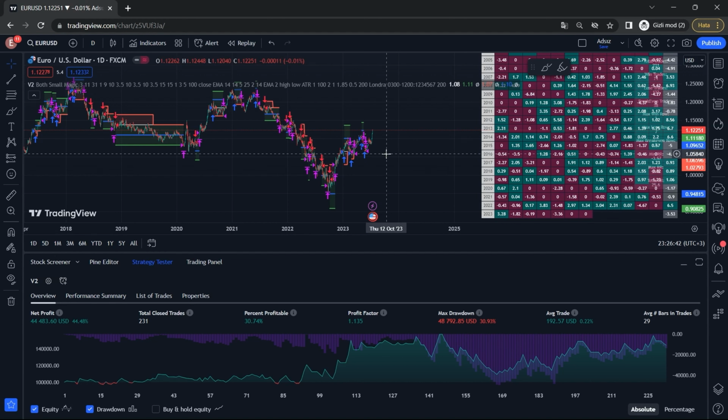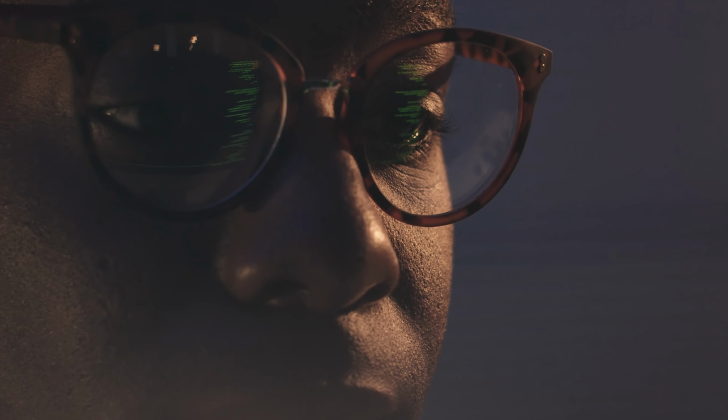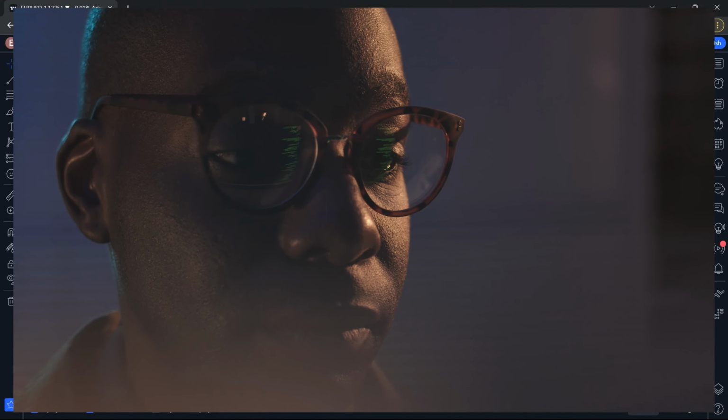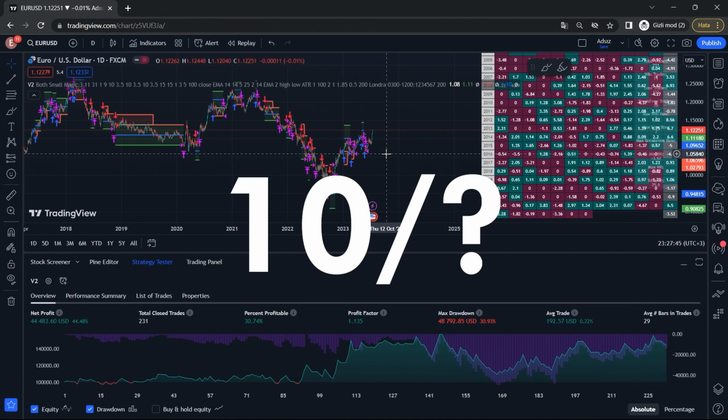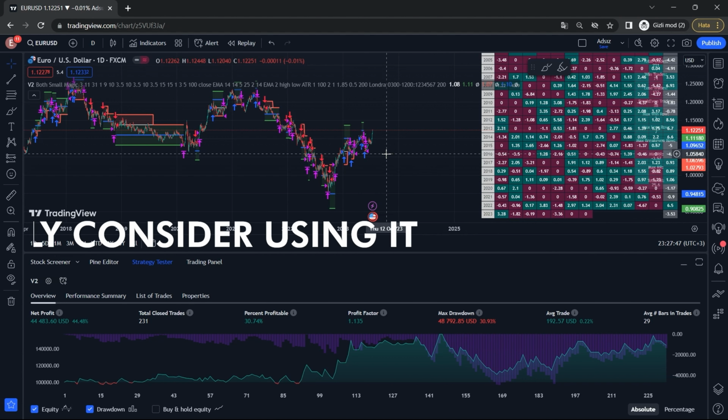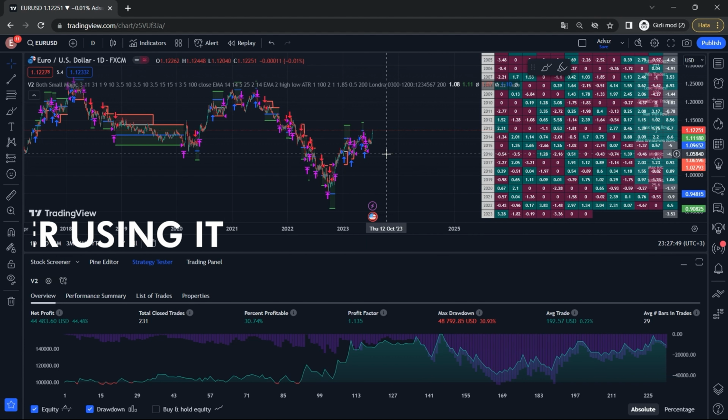Honestly, it performed way above my expectations. Especially the Euro 30 minute chart was really incredible. It was a system I could consider pouring into a robot. If we go back to the system, my score for this system is 7 out of 10, and I will definitely consider using it. I definitely think it's a system that can be worked on and used.